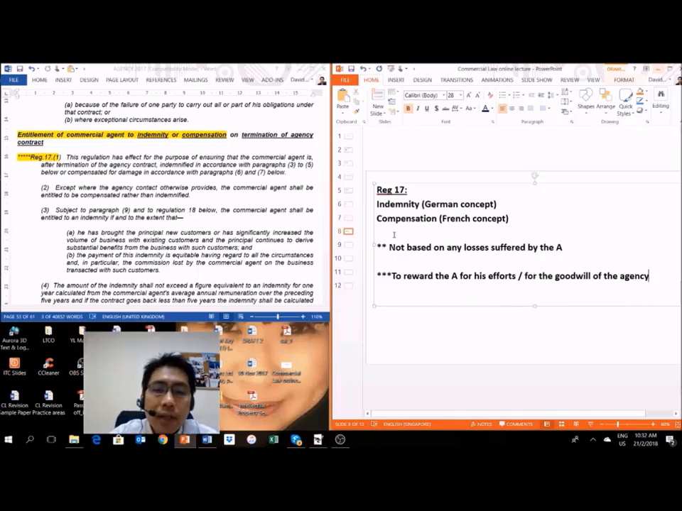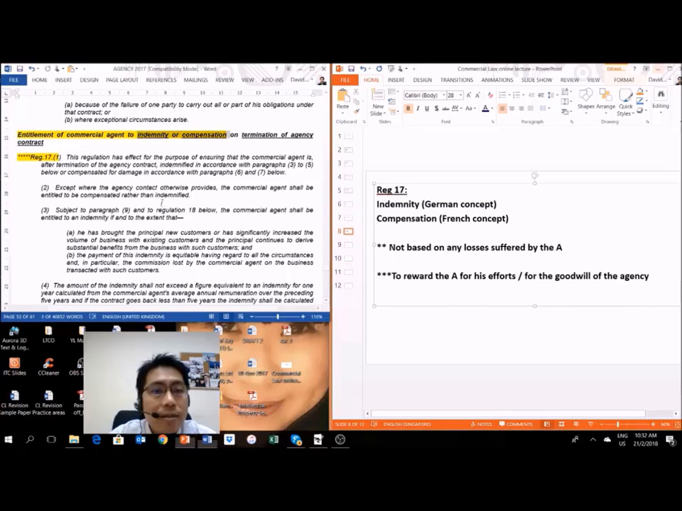Now that I've introduced these two concepts, the other thing I want to explain further is that you have indemnity and then you have compensation. So which one is it that we use, and within these two German and French concepts, is there a difference? This is interesting because when the code was first drafted, member states in the EU were supposed to choose either to implement the German scheme of indemnity or to implement the French concept of compensation. What the UK did was decide to take both.